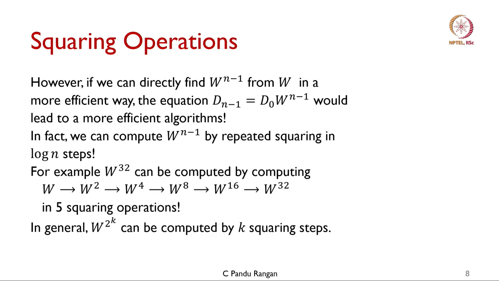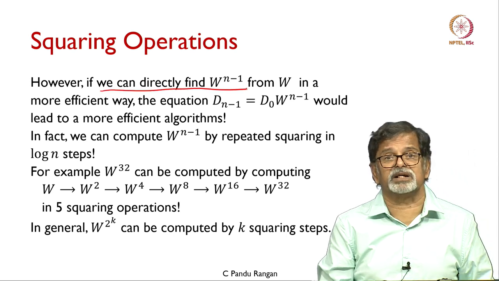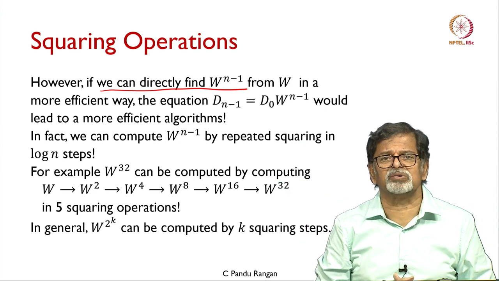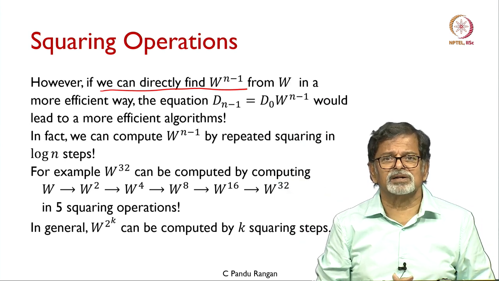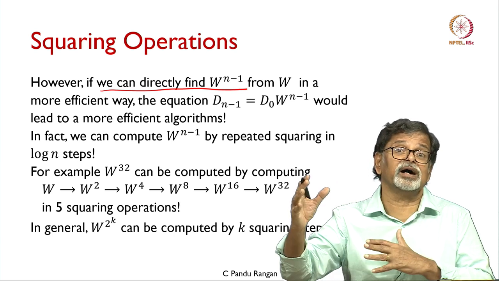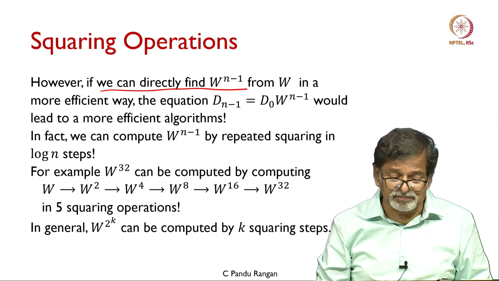However, if we can directly find W to the power n-1, there is a power of the matrix you have to find, right? Instead of multiplying W times W times W, is there a way I can quickly get the power of W?